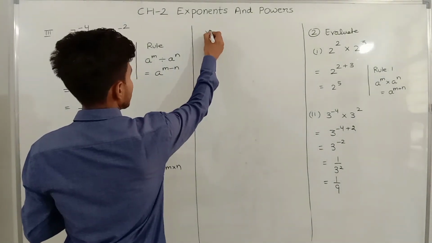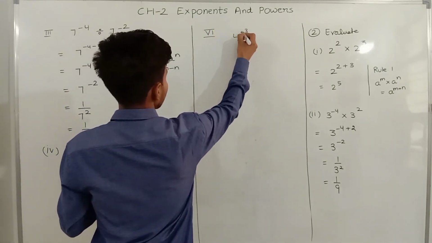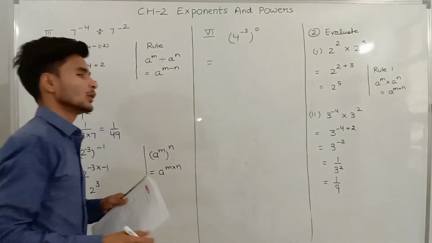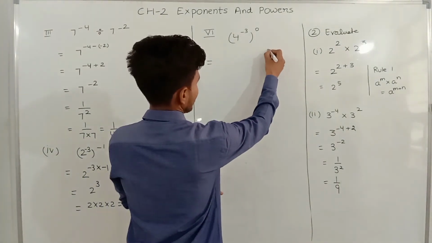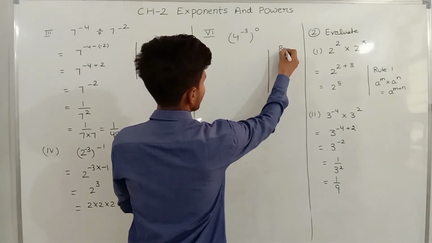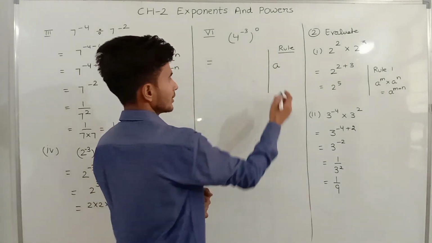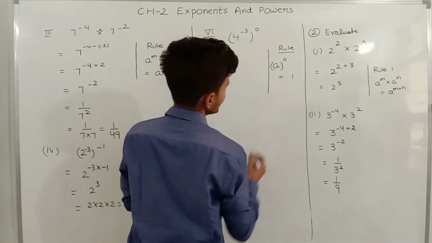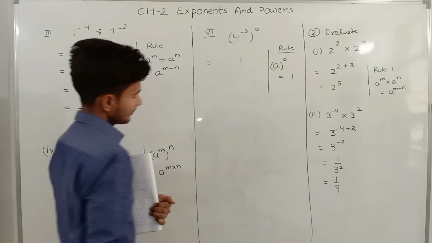I am doing now the 6th part, 4 power minus 3 whole power 0. Can you do it? Think. I explained one rule. The rule was, any number whole power 0 is always equal to 1. So here also, whole power 0 means it is equal to 1.